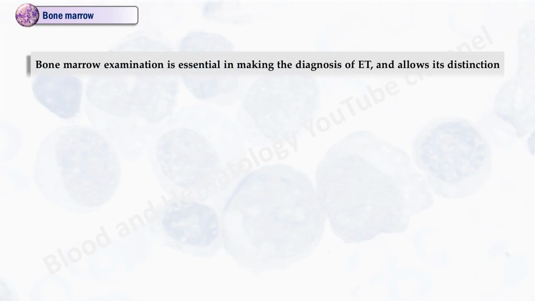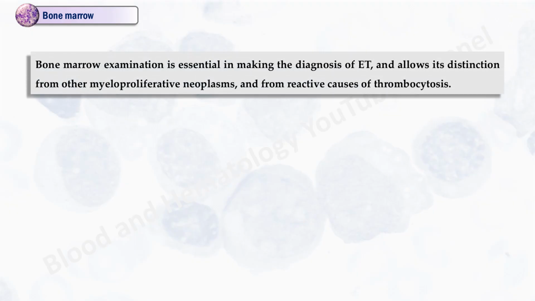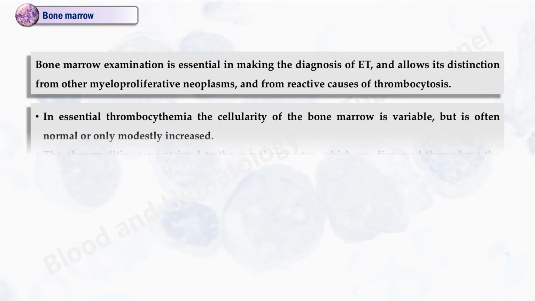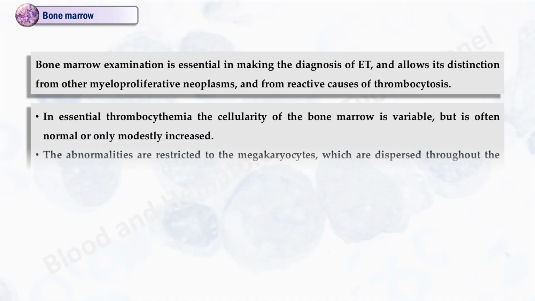Bone marrow examination is essential in making the diagnosis of ET, and allows its distinction from other myeloproliferative neoplasms, and from reactive causes of thrombocytosis. In essential thrombocythemia, the cellularity of the bone marrow is variable, but is often normal or only modestly increased.